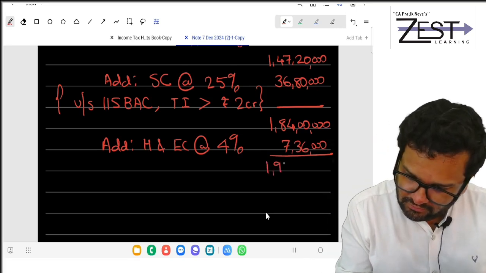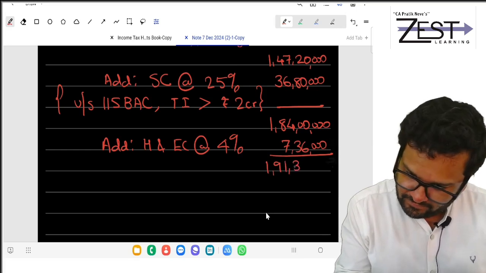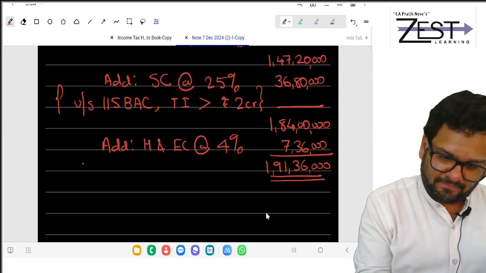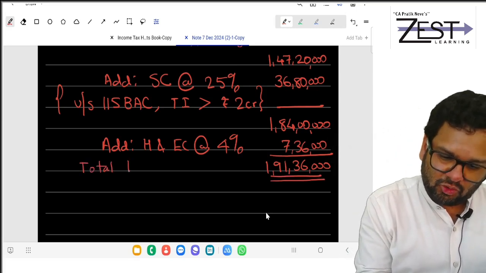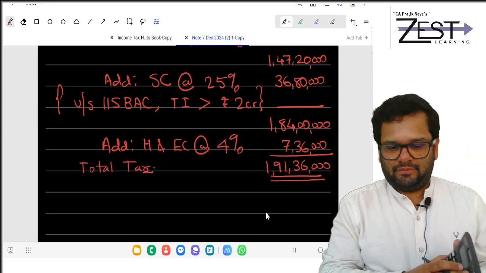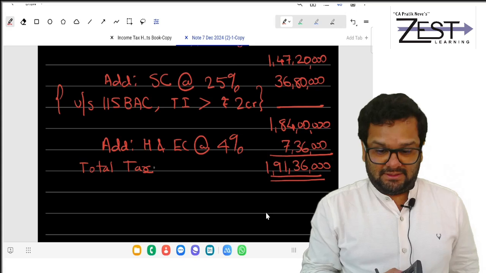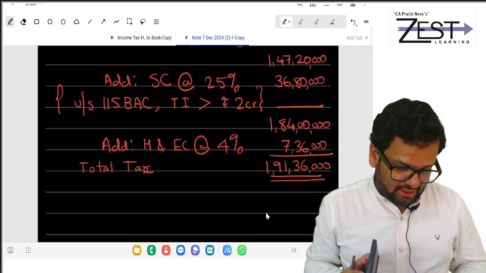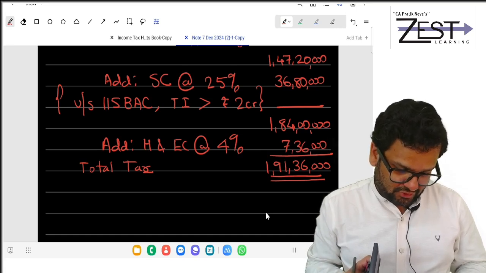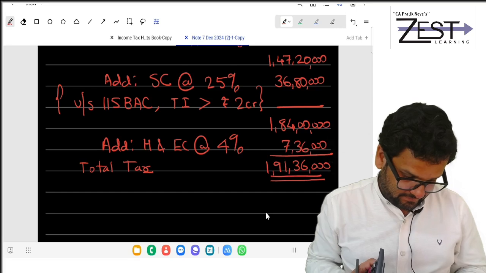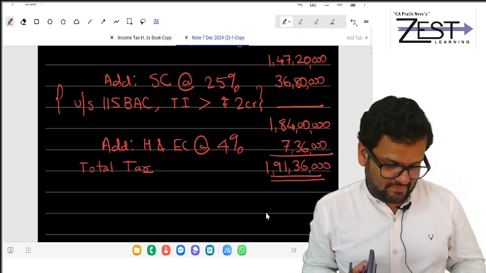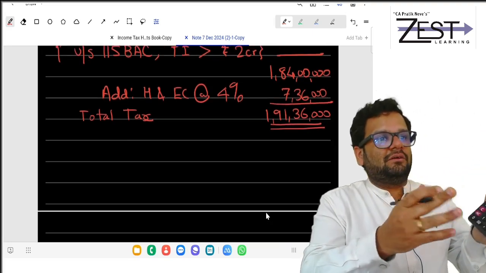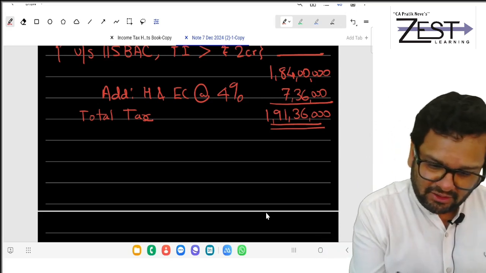1 crore 91 lakh. Sure. What is this? We'll write a note, okay? This is total tax, including health and education cess. 1 crore 91 lakh 36,000. Write down the note. Always, don't blindly calculate. Write note.